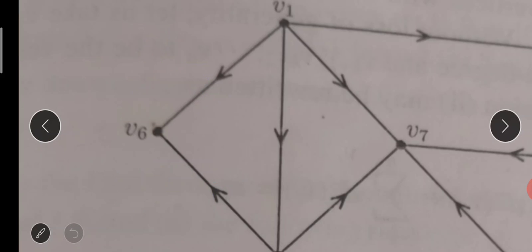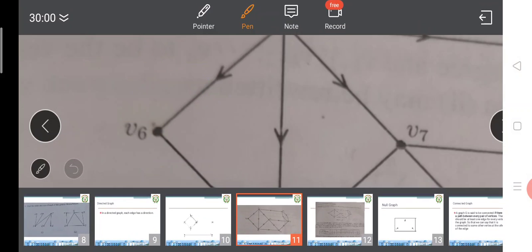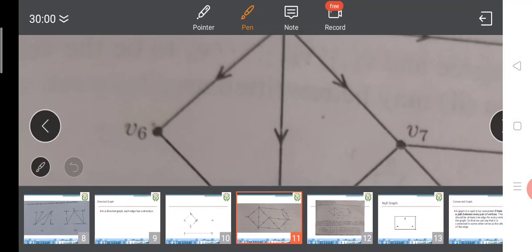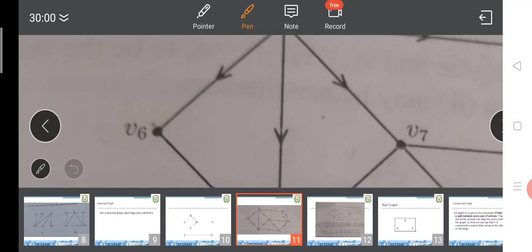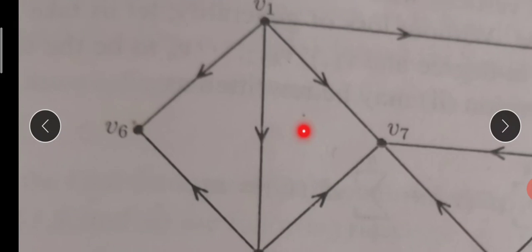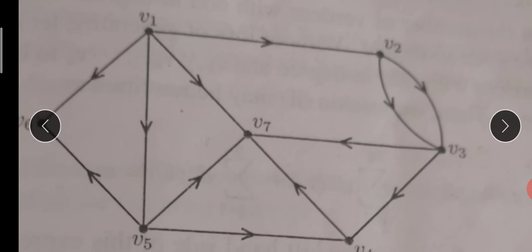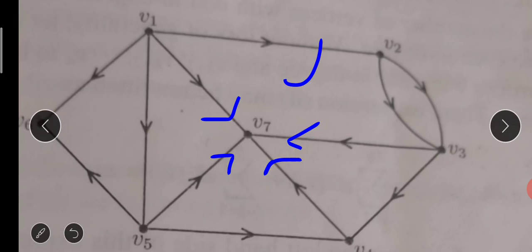Then what about V7? This is V7. What is the in degree of V7? How many are entering? 1, 2, 3, 4. So in degree is 4. What is the out degree? Out degree is 0. No edge is going from that.